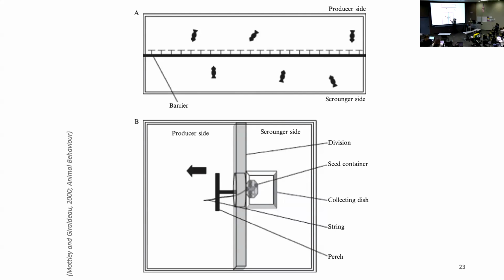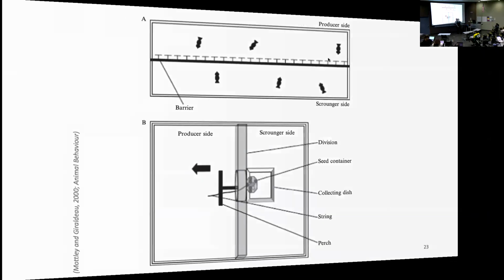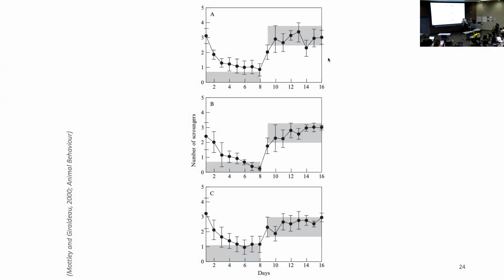You just manage to separate the behaviors. You can only produce on this side. You can only scrounge on this side. So then you just keep track of where the birds are. Are they on the producer side or the scrounger side? And so, what do you get?